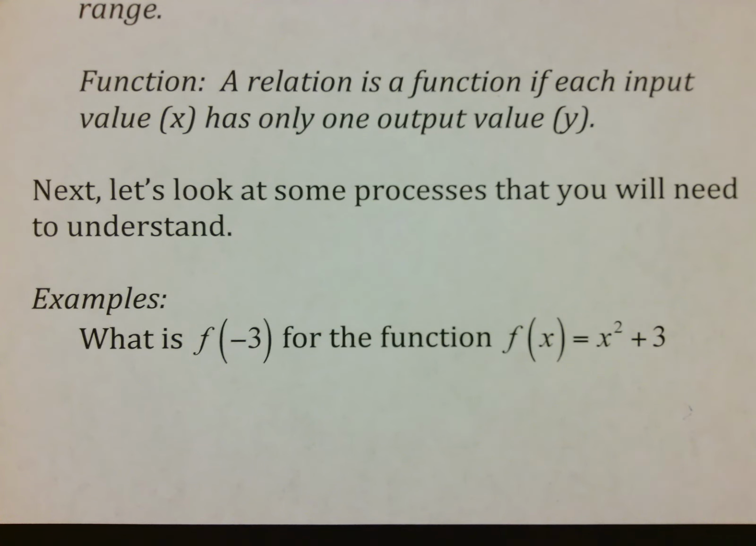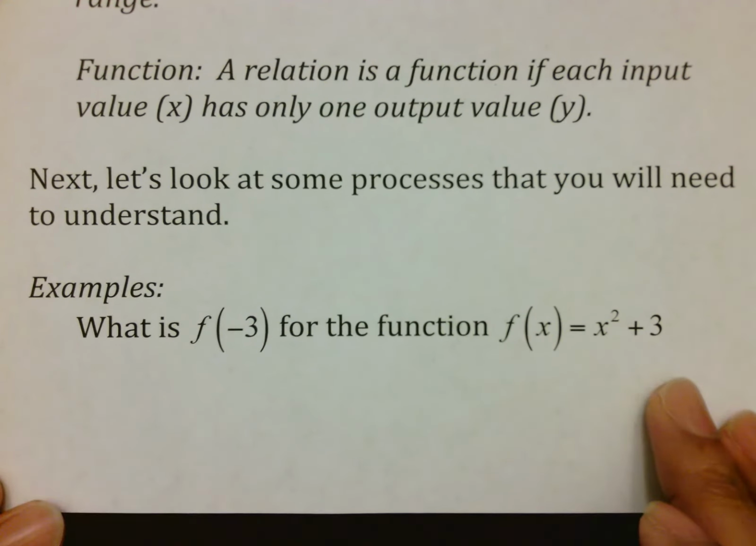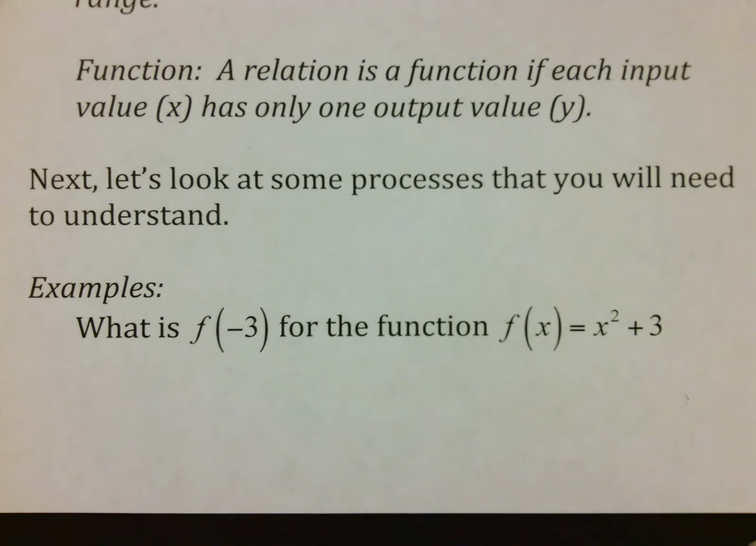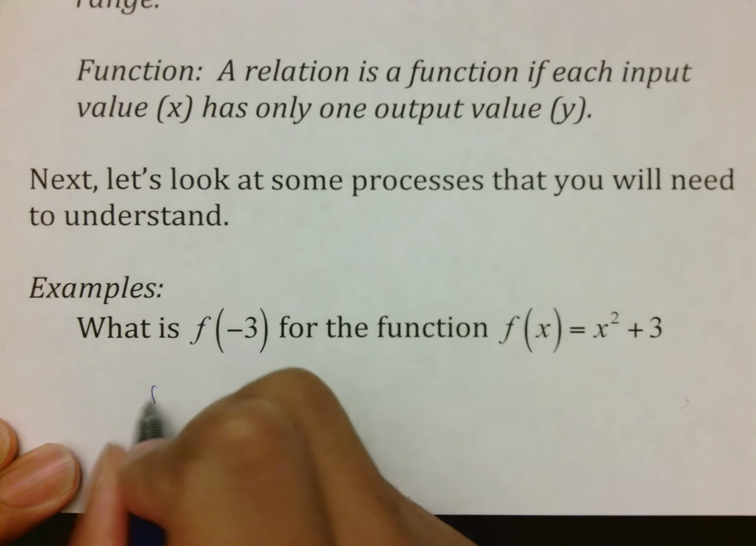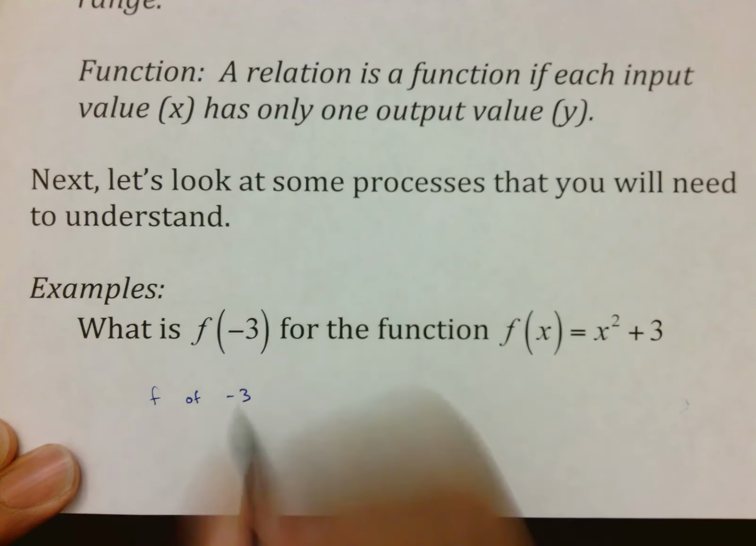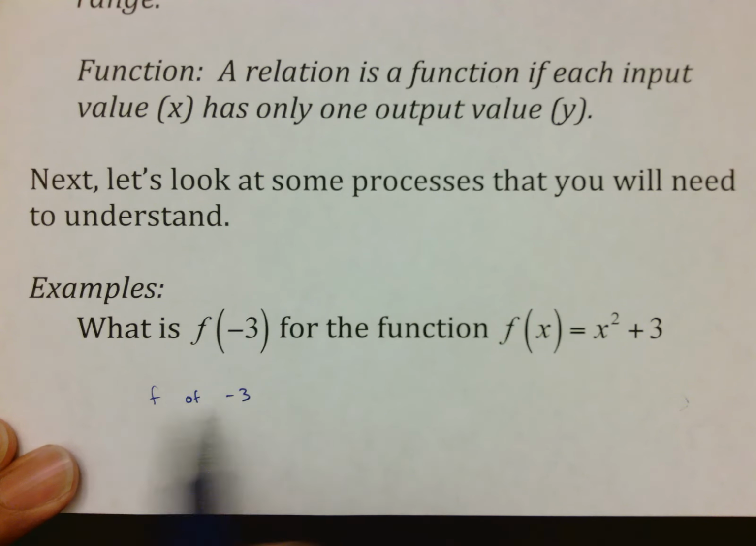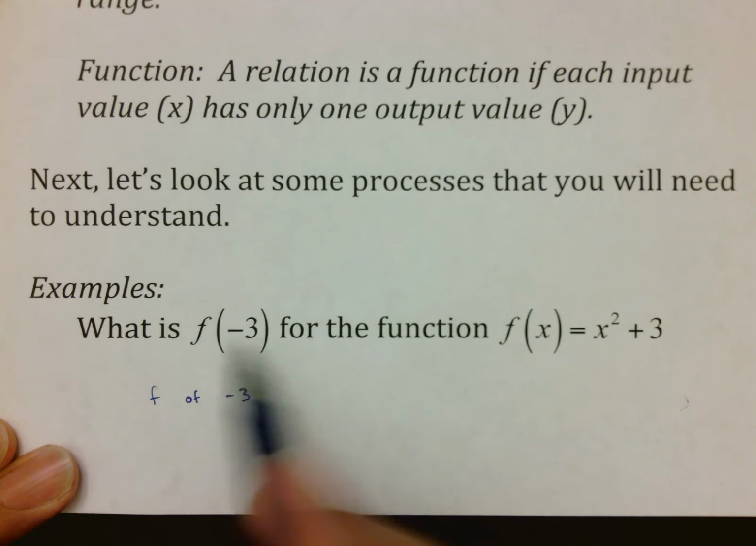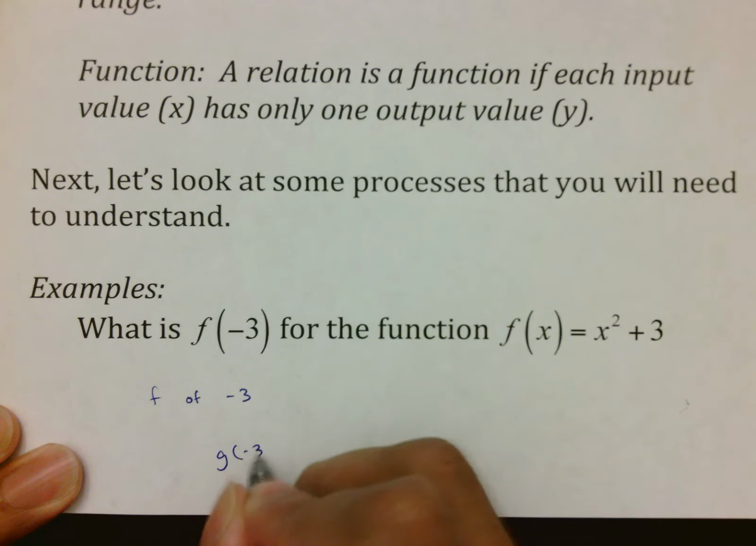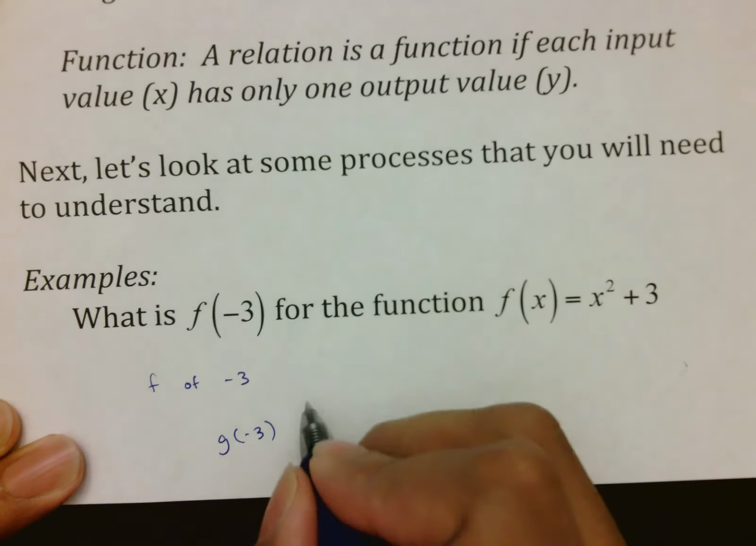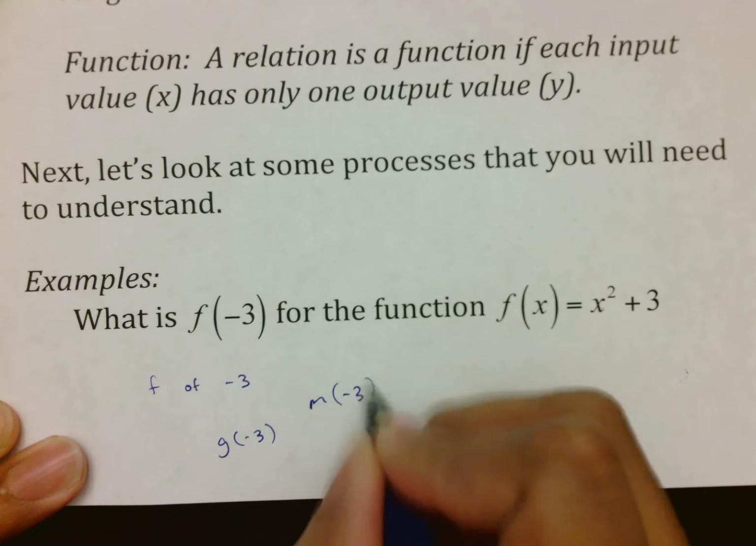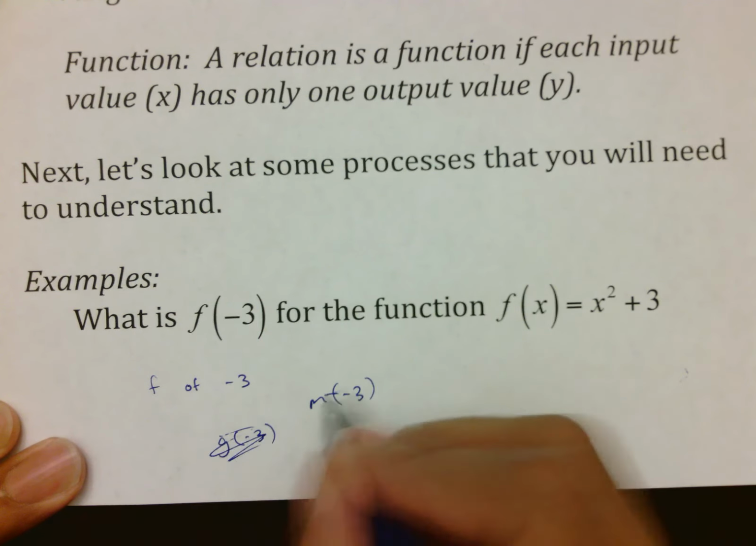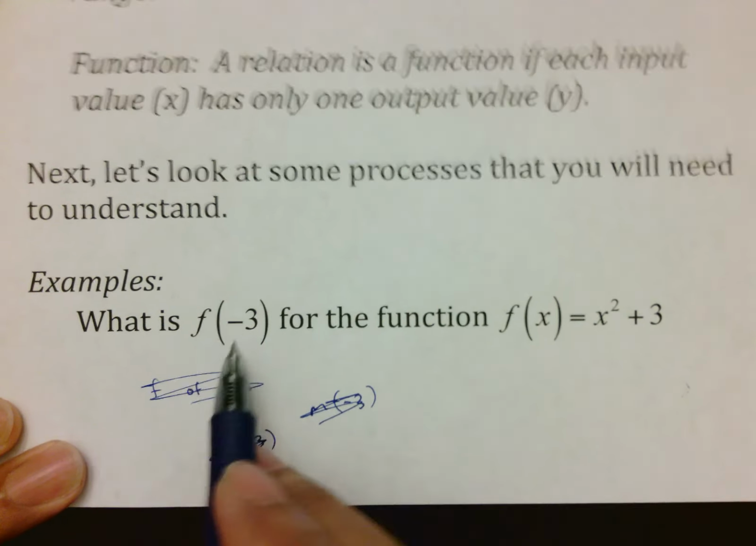Next, let's look at some processes you're going to need to understand. One of those things is function notation, and function notation is this statement here. It's going to say, what is f parentheses negative 3? The way you say it is, f of negative 3. Again, that's function notation, so that is read f of negative 3. You could also see it like this, g of negative 3, or m of negative 3. But all that really means is that this function here is named f.